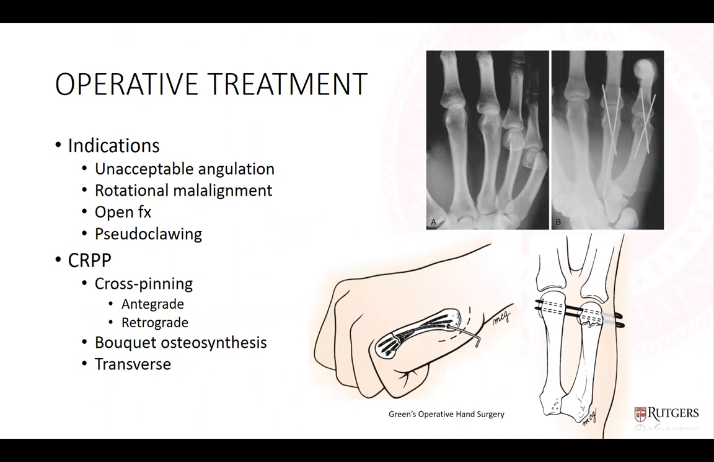So we talked about non-op treatment of these fractures. How about operative treatment? Indications are unacceptable angulation, which obviously depends on the scenario, any rotational malalignment, open fracture, or pseudo-clawing of the hand. One of the most common techniques is closed reduction and percutaneous pinning. There's a number of different pinning techniques. You can cross pin, which is shown on the top right, either antegrade or retrograde. The bottom left image shows something called bouquet osteosynthesis, where you put wires up through antegrade through the base of the metacarpal, and transverse pinning, where you pin across to an adjacent metacarpal.